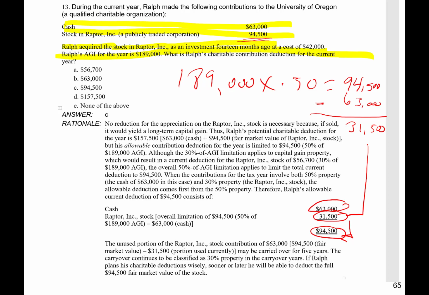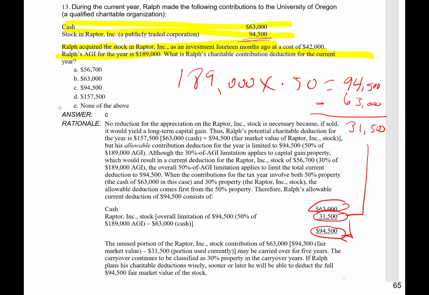Now, is there any more that he has to carry forward? Got a 50% cap, right? You got to first go against your 50% property. He gave cash. That's 50% property, right? His 50% of his AGI is 94.5. He can't take more than that. So he's taken 63 from the 50% category first. Then he goes to the 30% category, and he can take up to an amount that will keep him under or at the 50% cap, right? But he can still carry forward the rest of that, which is what?